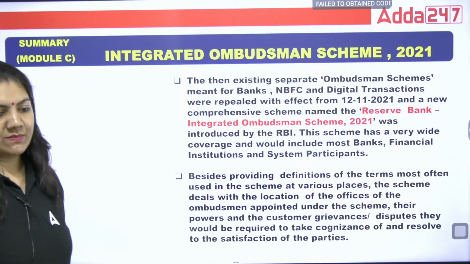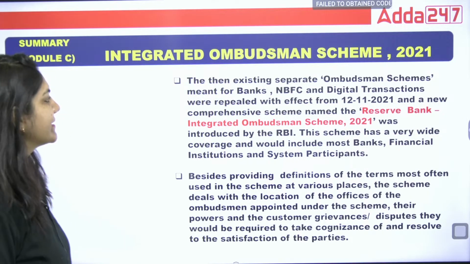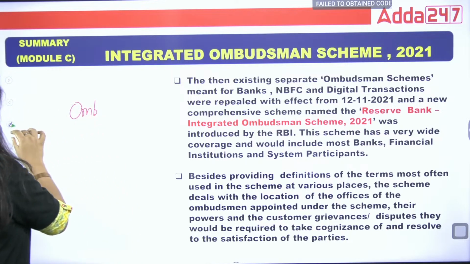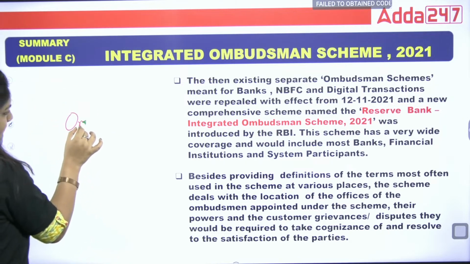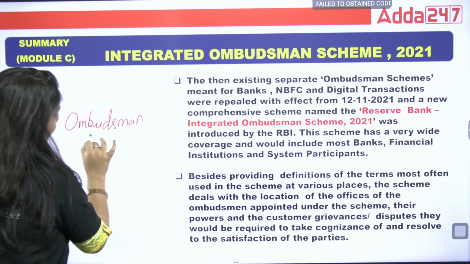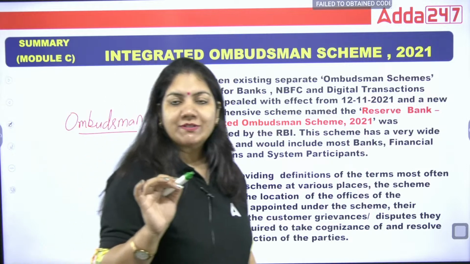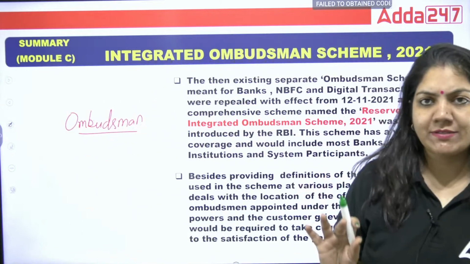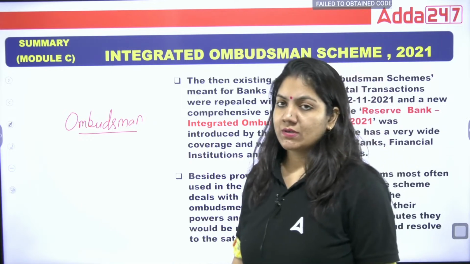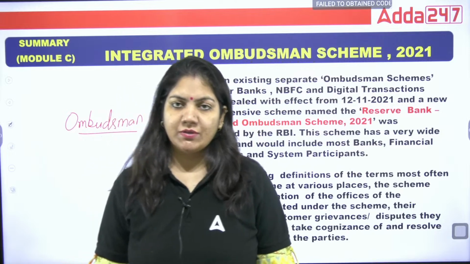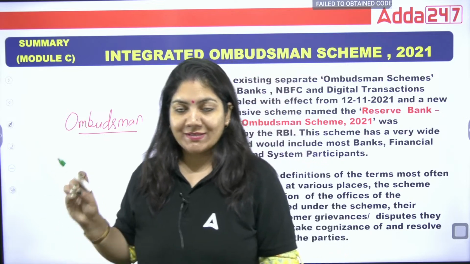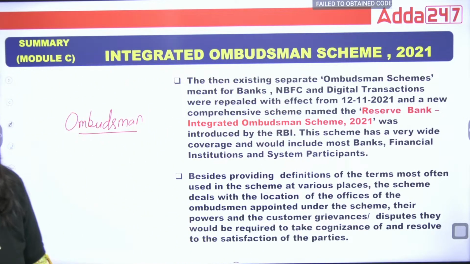Integrated Ombudsman Scheme 2021. So what exactly does this scheme mean? First of all, we have to understand what is Ombudsman. The Ombudsman is that authority who is authorized to listen to the complaint of the customer. That is the work of the Ombudsman. We know that we have a court, we can go to the court for justice, but for this particular purpose, the Ombudsman is there just to listen to the complaint.